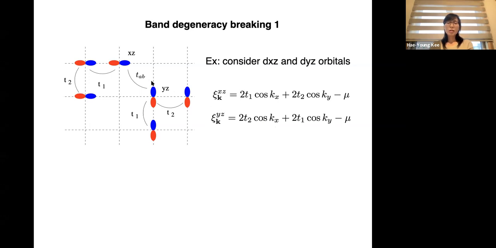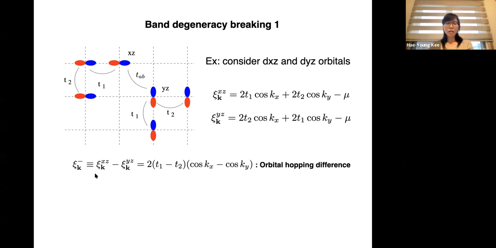In addition to that, there will be a t_ab, which is the mixture, like an xz orbital can hop to a yz orbital. So this will be an orbital mixing between the two orbitals, and that's where the orbital is no longer conserved. So there are two terms that are important. One is the difference between these two dispersions. I'll call that xi minus, or orbital hopping difference. And you can see that it's coming from the fact that t1 is different from t2, and that is t1 minus t2. And it has this interesting cos kx minus cos ky form factor.